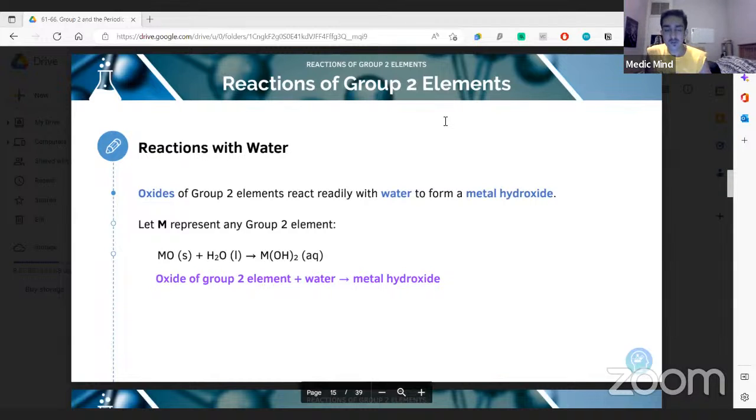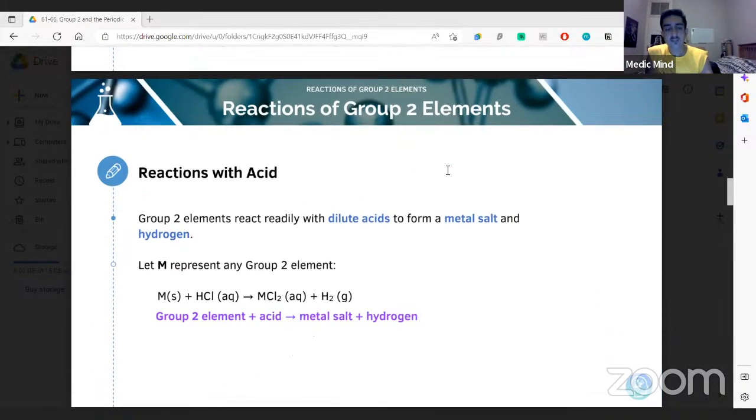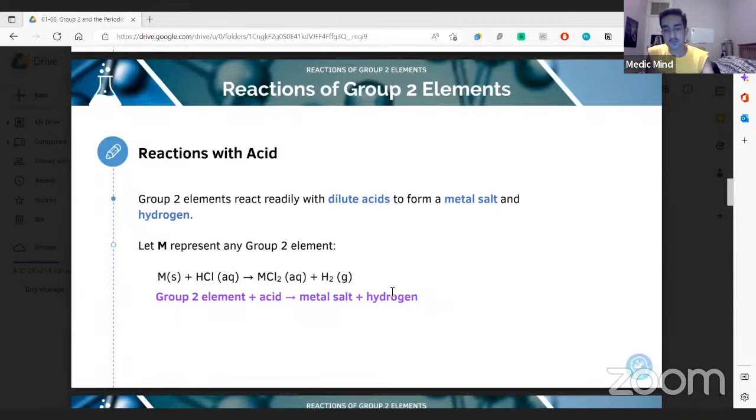Oxides then can react with water to form a metal hydroxide. So you can have two steps to this process as well. Group 2 elements react readily with acids to form salts and hydrogen. So group 2 element plus acid gives you a metal salt plus hydrogen.